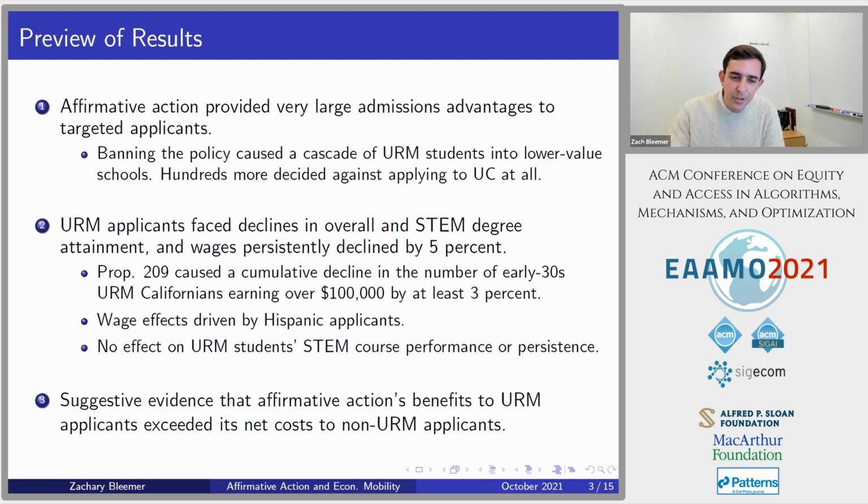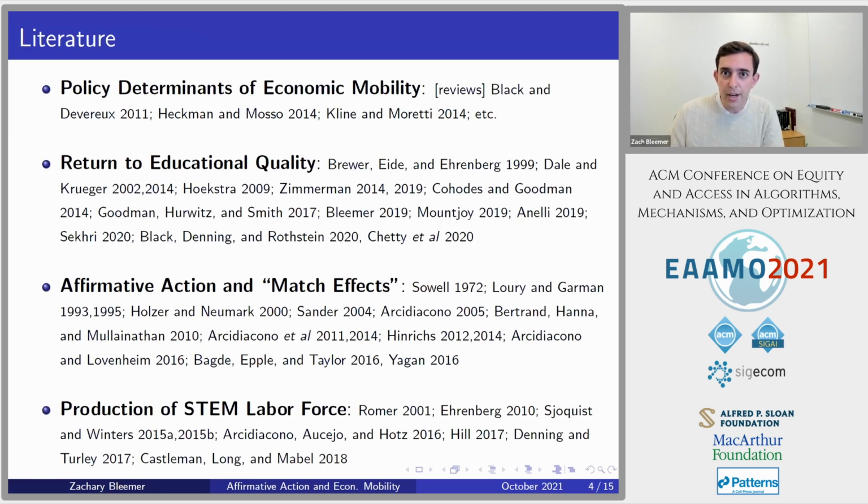And I may have just a moment at the end to show you a little bit about what happens to the grades and STEM persistence of Black and Hispanic students who end up enrolling at less selective universities because of this affirmative action ban. And I'll show you that there's no effect on either STEM persistence or performance. And finally, I'll show you some suggestive evidence that affirmative action's benefits to these Black and Hispanic applicants appear to pretty substantially exceed the net costs faced by the white and Asian students who had been crowded out by the policy. There's a lot of prior literature on this question. I'm not going to say anything about it today.